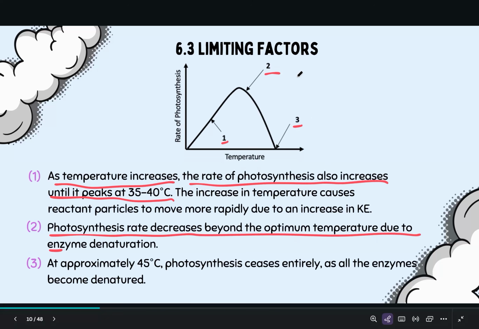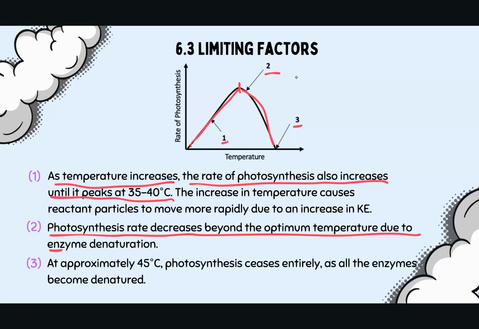That is explanation. So if we were describing this, initially we would say, as the temperature increases, the rate of photosynthesis also increases until we get to around 35, 40 degrees where we hit a peak. So in other words, the optimum temperature. Beyond the optimum temperature, as the temperature continues to increase, the rate of photosynthesis decreases. And that's where our description ends.